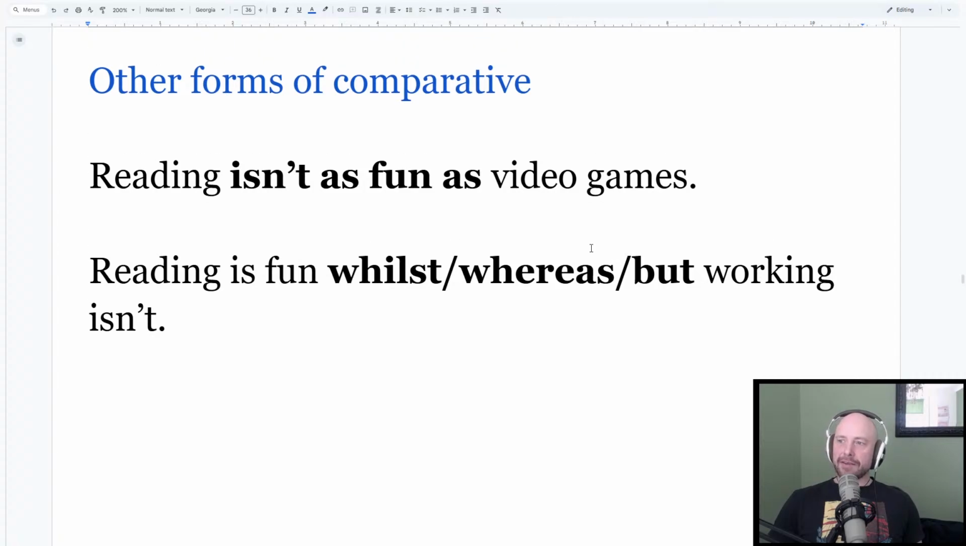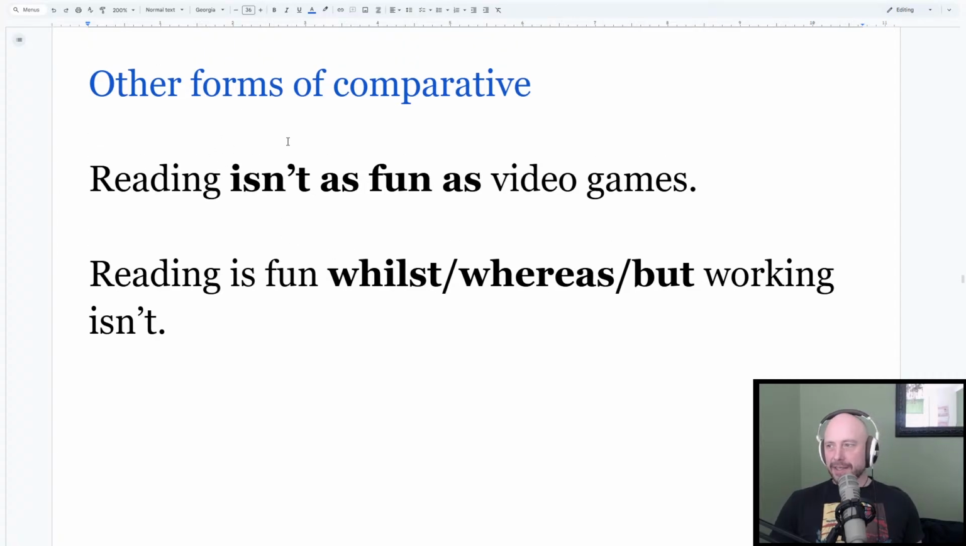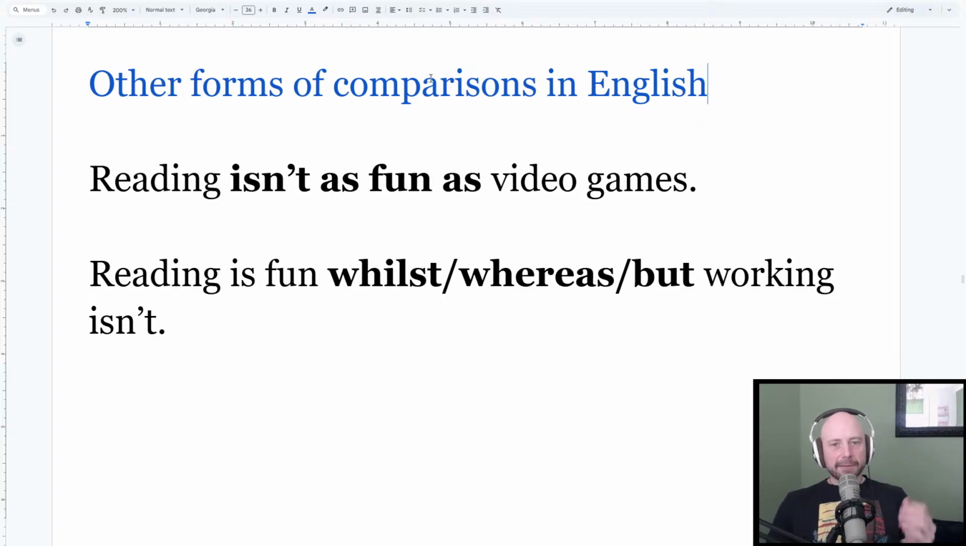So, well done, everyone. That's a nice bit of practice with comparatives. Worthwhile noting there are other ways to make comparisons, I should say. Other forms of comparisons in English. Obviously, comparatives are just one way. Comparative means comparative adjective. So we can use this special form of the adjective to make a comparison. However, there are other ways of making comparisons in English.